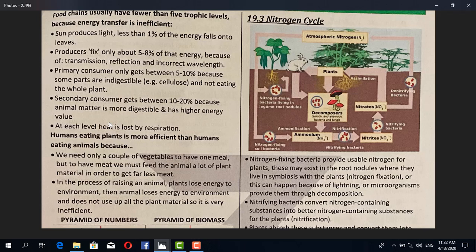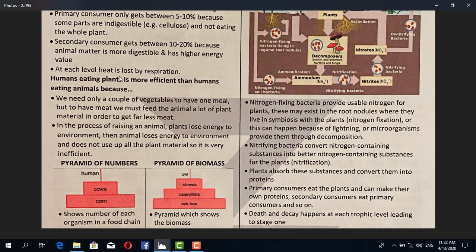This is an important point. At each level heat is actually lost by respiration. Humans eating plants is more efficient than humans eating animals because we need only a couple of vegetables to have one meal, but to have meat, we must feed the animal a lot of plant material in order to get far less meat. In the process of raising an animal, plants lose energy to the environment. Then the animal actually loses energy to the environment and does not use all of the plant material. So it's practically inefficient and not enough.